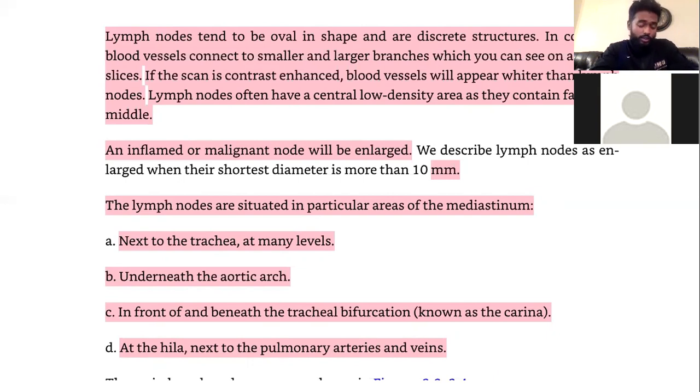So these are the four areas where you're going to see lymph nodes in the chest. They're next to the trachea, that black circle, and those are called paratracheal lymph nodes. You'll see them underneath the aortic arch, which I think are the aorticopulmonary lymph nodes. You'll see them where the trachea bifurcates at the carina, right underneath it and in front of it. And lastly, you'll see them at the hilum. I'm going to show them to you.